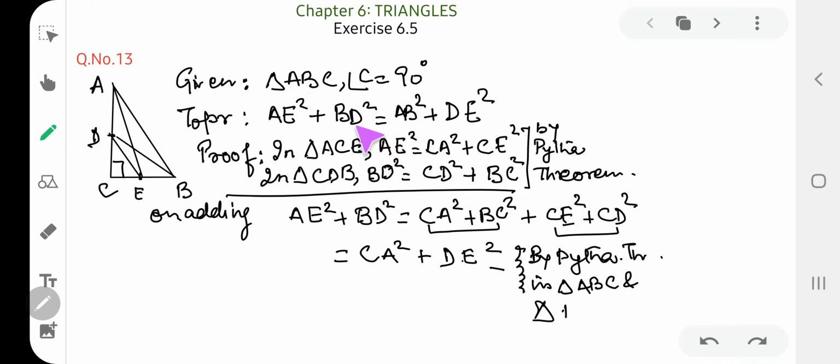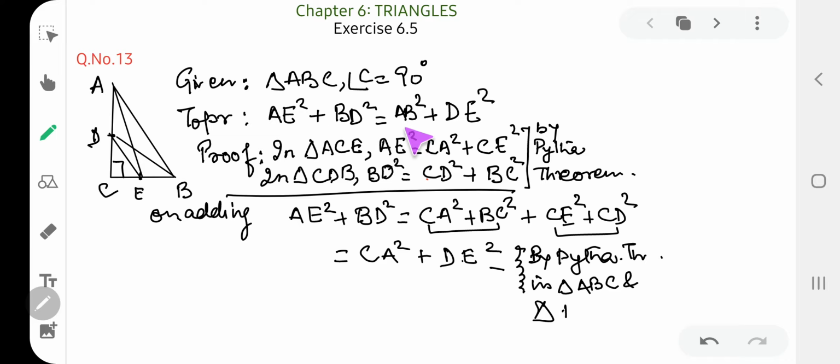And now you have BD square. So BD you can get from right angle triangle CBD. So in triangle CBD, BD square is equal to CD square plus BC square. In the to prove, these two are added, AE square plus BD square. So let's add these two. If you add, you will get AE square plus BD square is equal to CA square plus BC square plus CE square plus CD square.